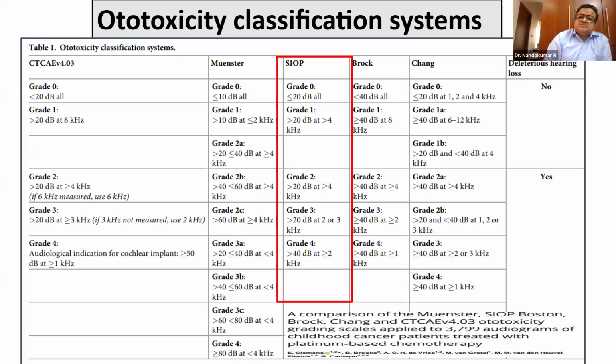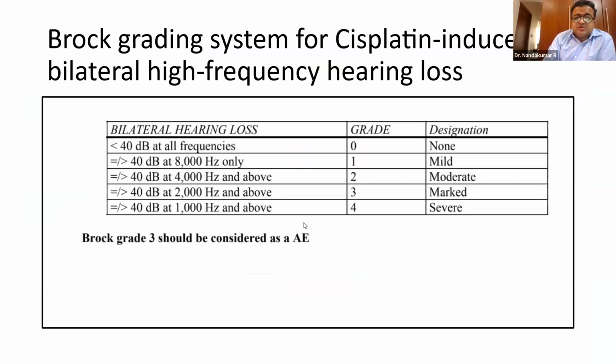Now, come to the toxicity. We all know cisplatin ototoxicity, and there are different grading systems. I'm not going into that. The Brock was one of the earliest grading systems, and subsequently we've got the SIOP. More or less similar, but the Münster and the SIOP and all have earlier rates of picking up, and anybody who's more than grade 3 or grade 4 is considered to have significant hearing loss. And most protocols, in fact, use the Brock grading system for finding out cisplatin-induced hearing loss.